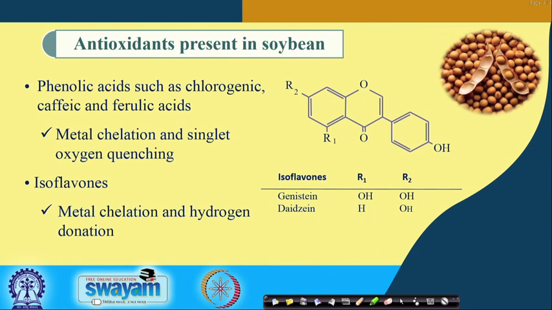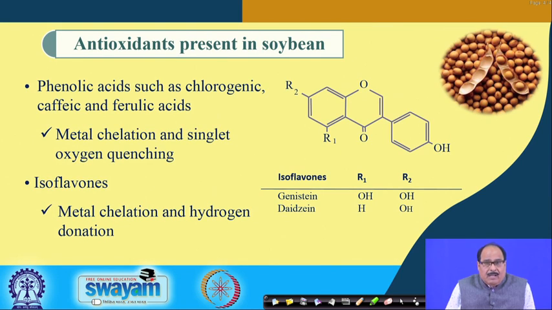Soybeans also contain a good amount of natural antioxidants. Phenolic acids like chlorogenic acid, caffeic acid, and ferulic acid are found in soybeans. They function by chelating metal ions as well as singlet oxygen quenching. Isoflavones in soybeans work by metal chelation as well as hydrogen donation.